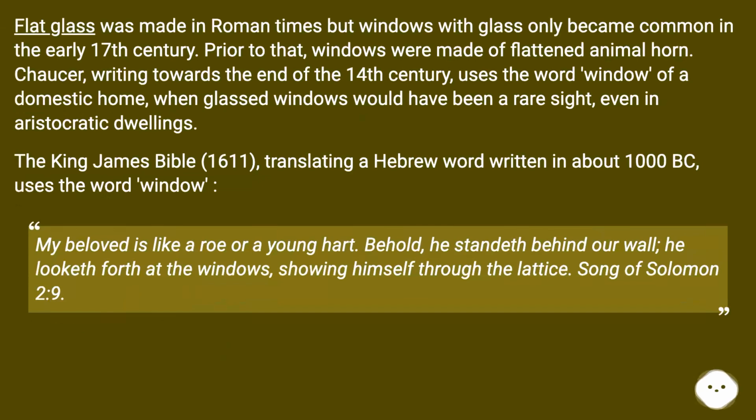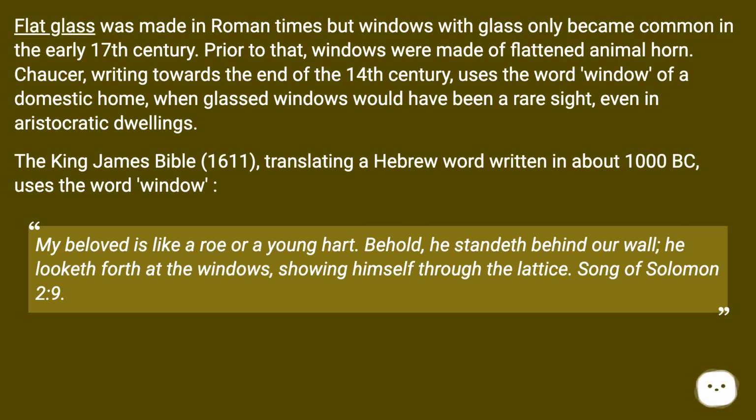Flat glass was made in Roman times, but windows with glass only became common in the early 17th century. Prior to that, windows were made of flattened animal horn. Chaucer, writing towards the end of the 14th century, uses the word window of a domestic home, when glass windows would have been a rare sight, even in aristocratic dwellings. The King James Bible, 1611, translating a Hebrew word written in about 1000 BC, uses the word window.